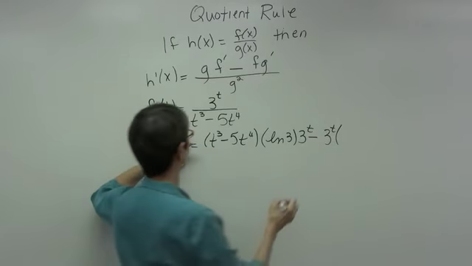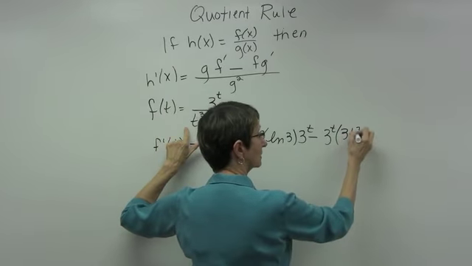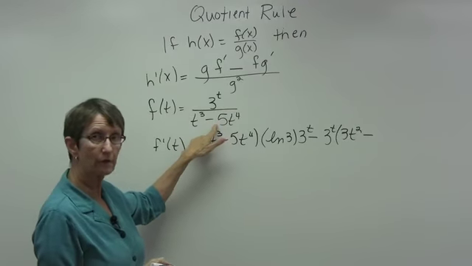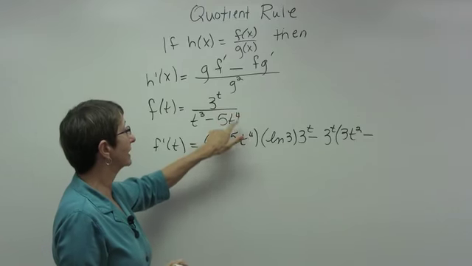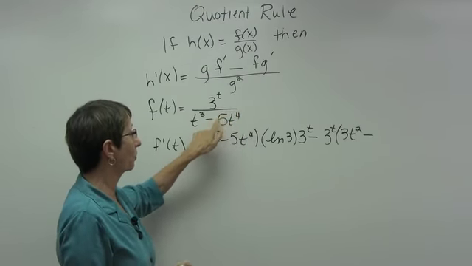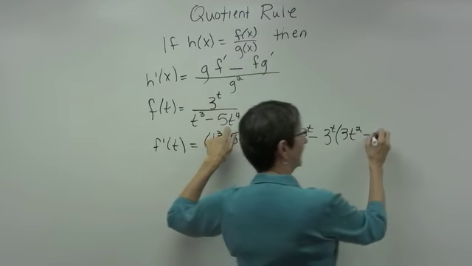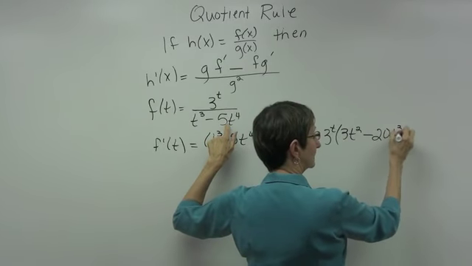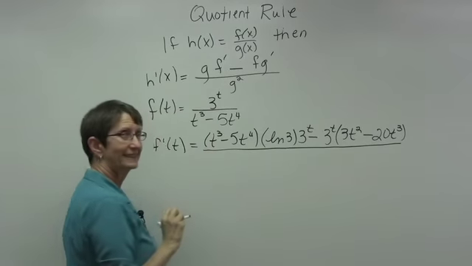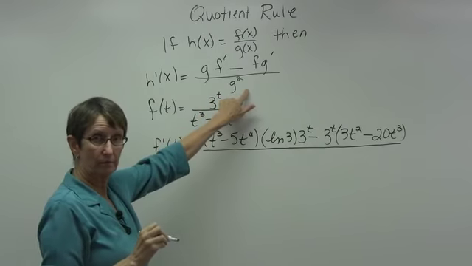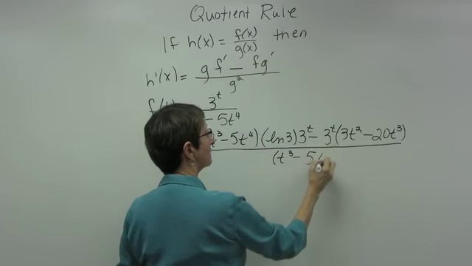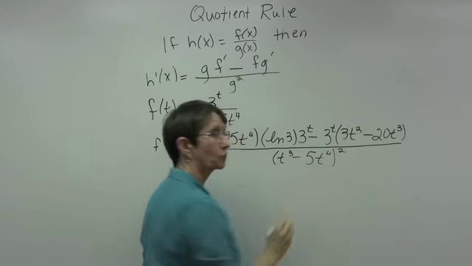The derivative of t to the third is 3t squared, minus the derivative of 5t to the fourth. The easiest way to think of it, remember, for a constant multiplier, multiply by the 4, 4 5s are 20, decrease the exponent by 1, so it's cubed, all over the denominator squared. T to the third minus 5t to the fourth squared.